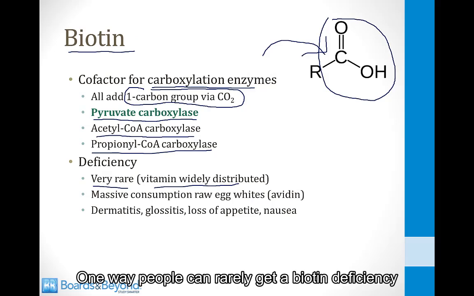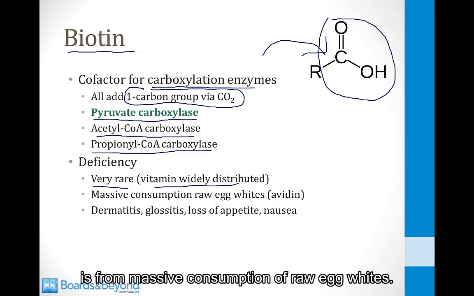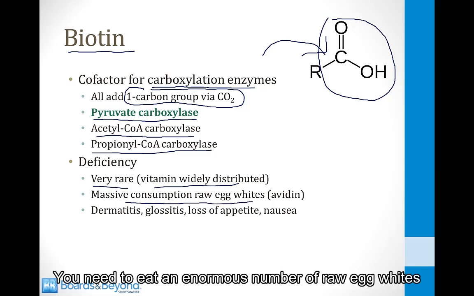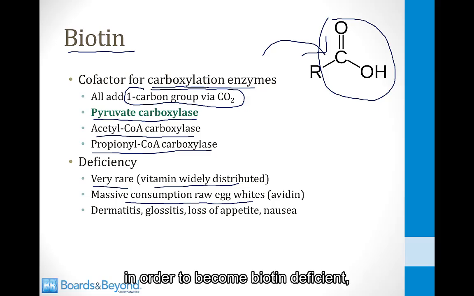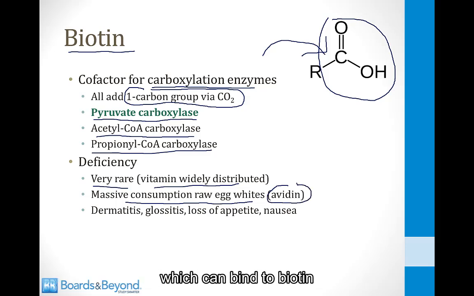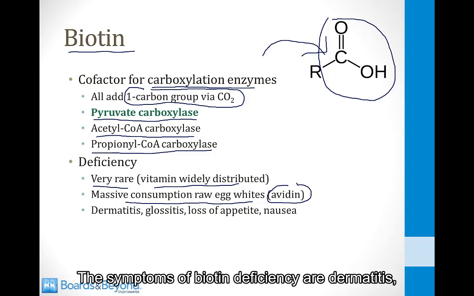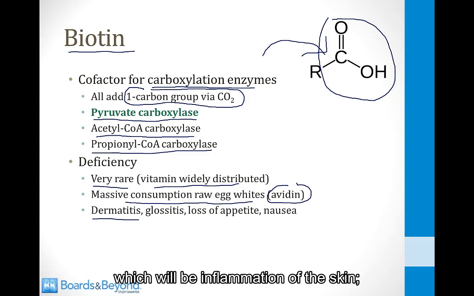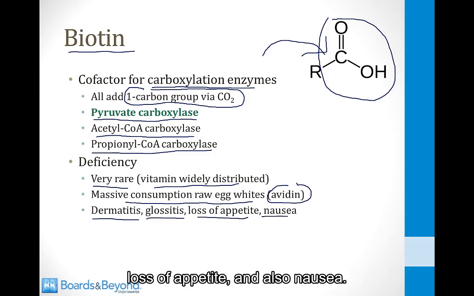One way people can rarely get a biotin deficiency is from massive consumption of raw egg whites. You need to eat an enormous number of raw egg whites in order to become biotin deficient, but raw egg whites contain a glycoprotein called avidin, which can bind to biotin and make you deficient in the vitamin. The symptoms of biotin deficiency are dermatitis, which will be inflammation of the skin, glossitis, inflammation of the tongue, loss of appetite, and also nausea.